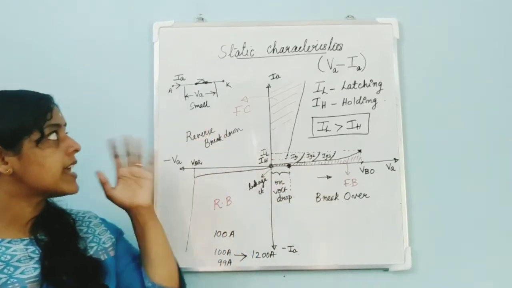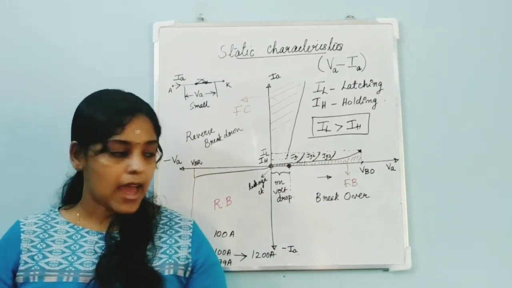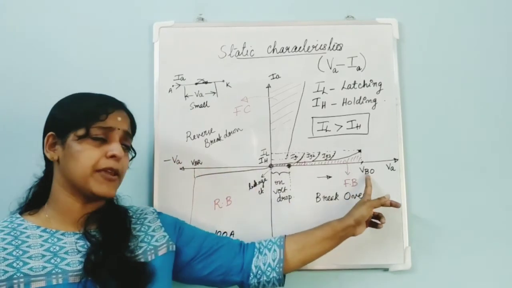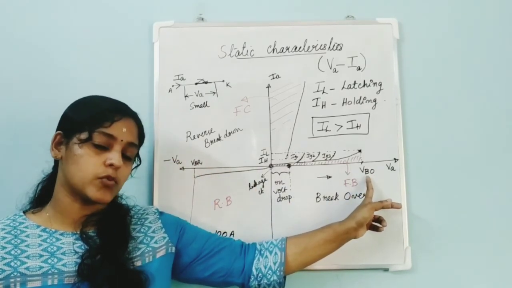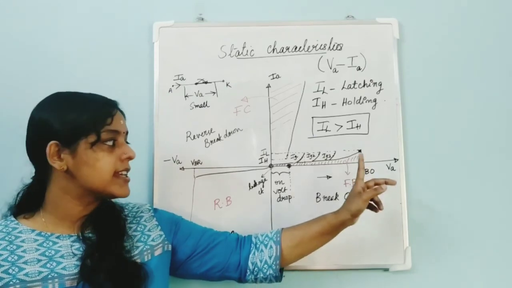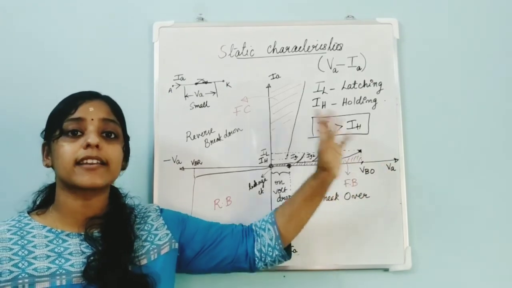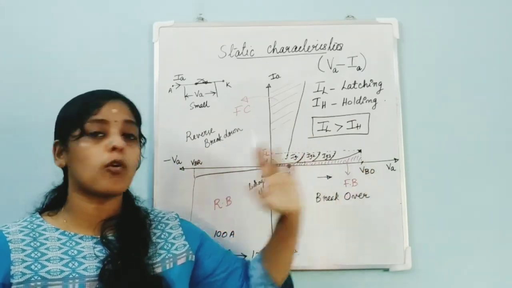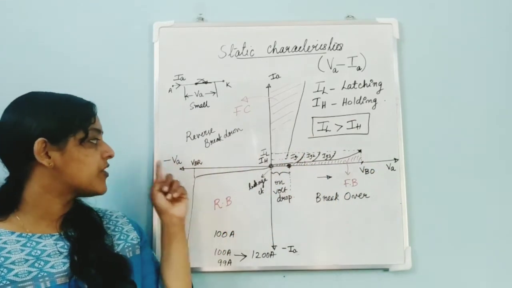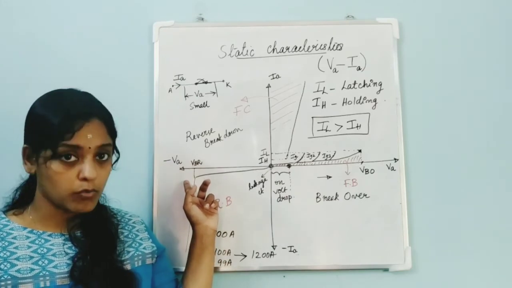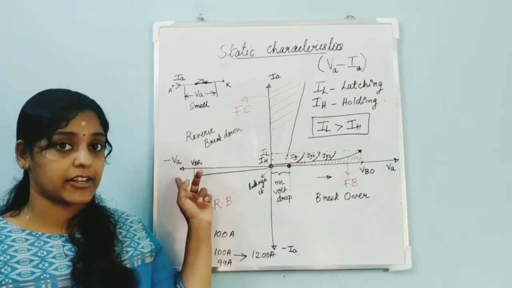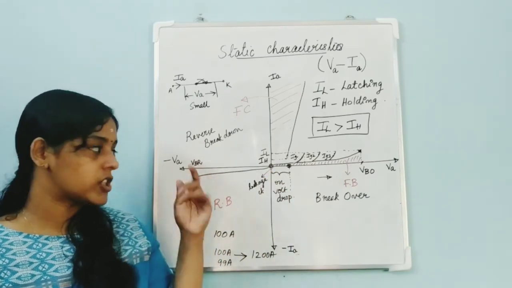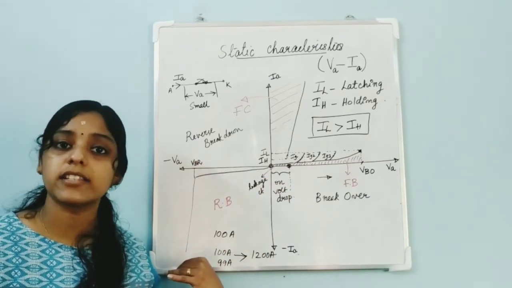So this is the VI characteristics of an SCR. The parameters which are to be made much more clear are: VBO, forward breakover voltage. What is forward breakover voltage? It is the voltage at which the SCR gets turned on even without gate pulse, or it is the maximum value of forward voltage. Okay, and VBR is the breakdown voltage. That means it is in the reverse direction. So it is the maximum value of anode current in the reverse direction beyond which the SCR will get damaged.